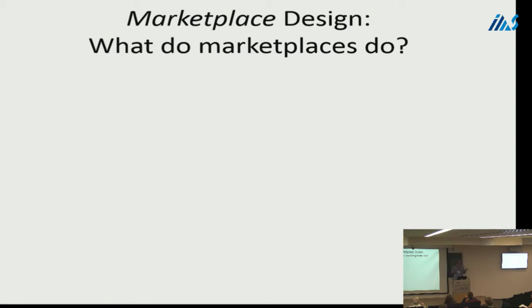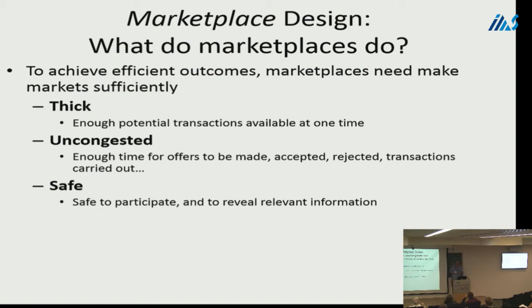How should we decide who gets what? How should we design the marketplace? And so marketplaces have to do a couple of things to facilitate markets. One is they have to bring enough people together so that you can get trades. So they have to make the market thick.